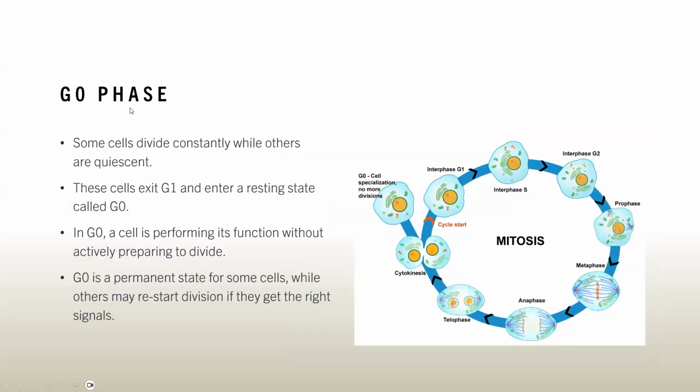G0 phase. Some cells divide constantly while others are quiescent. They are not dividing further. These cells exit G1 and enter a resting state, which we call G0. They don't go into further division. In G0, a cell is performing its function without actively preparing to divide. So G0 is a permanent state for some cells, while others may restart division if they get the right signal.